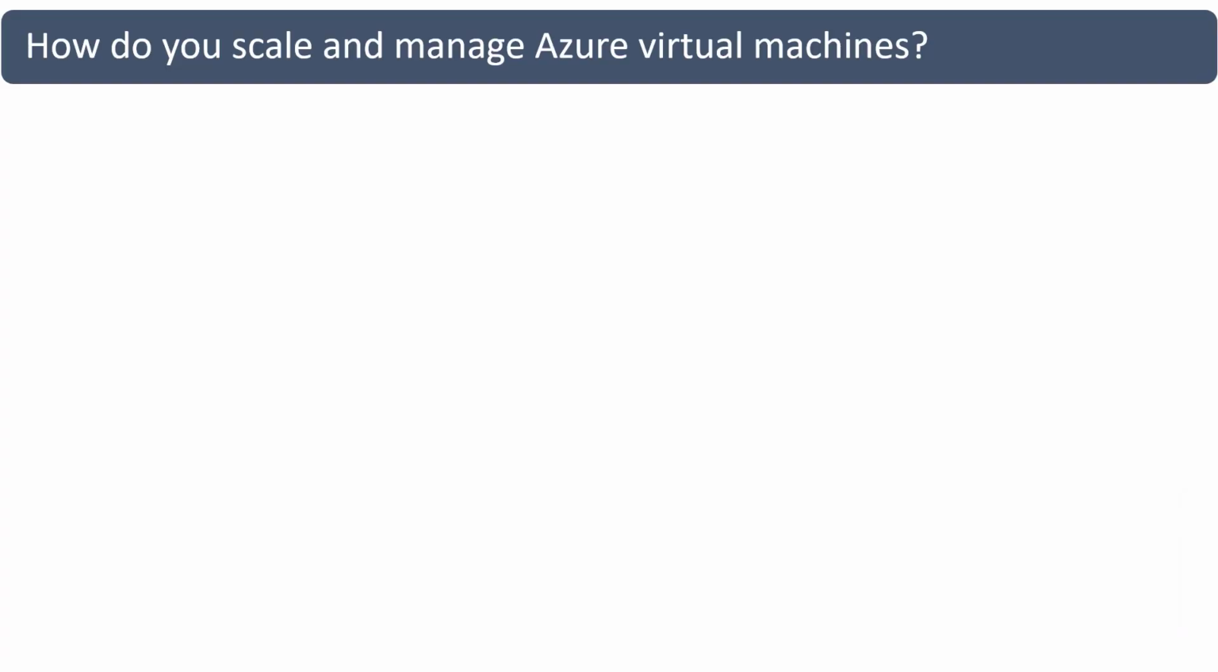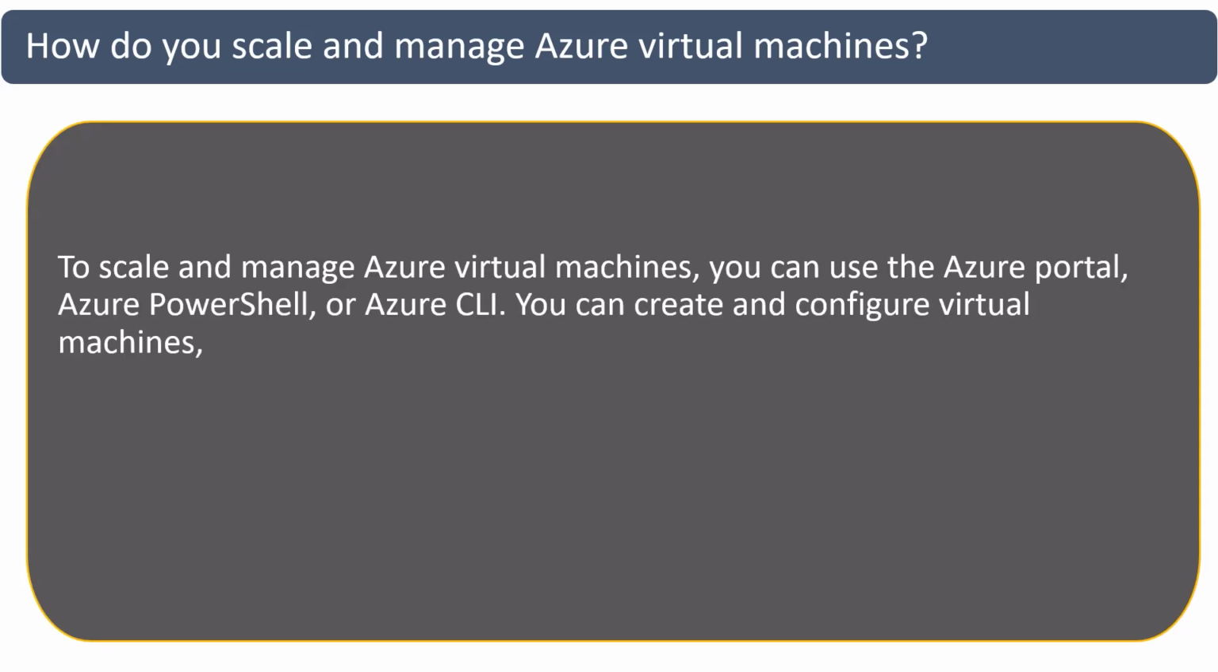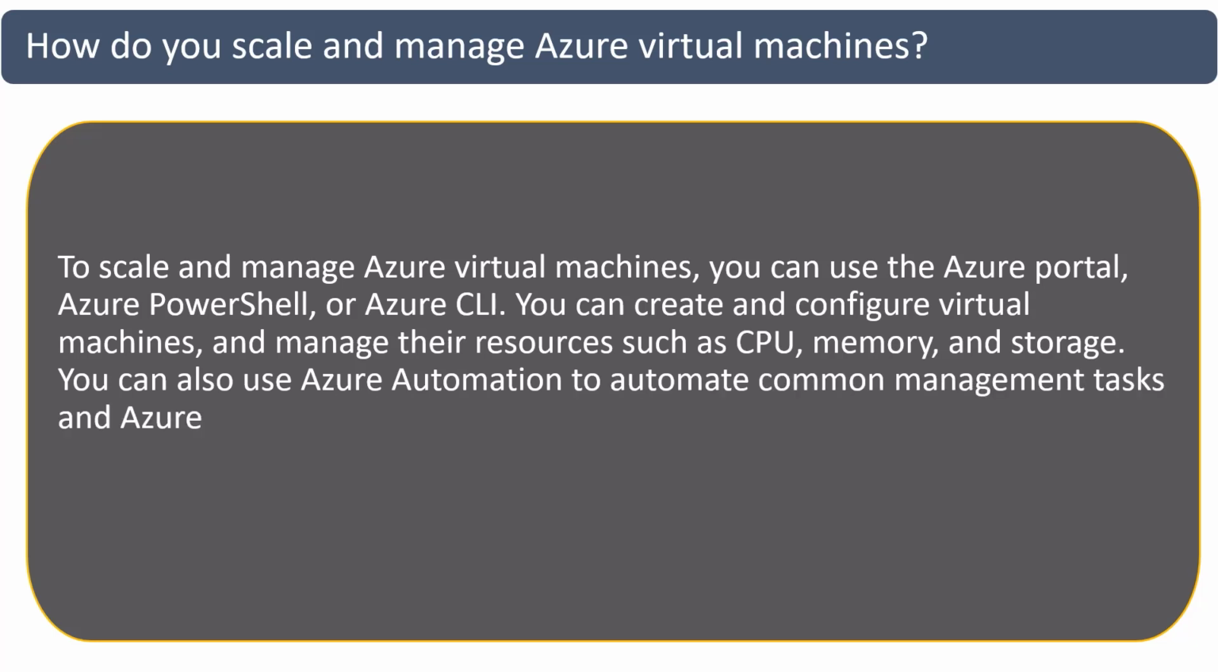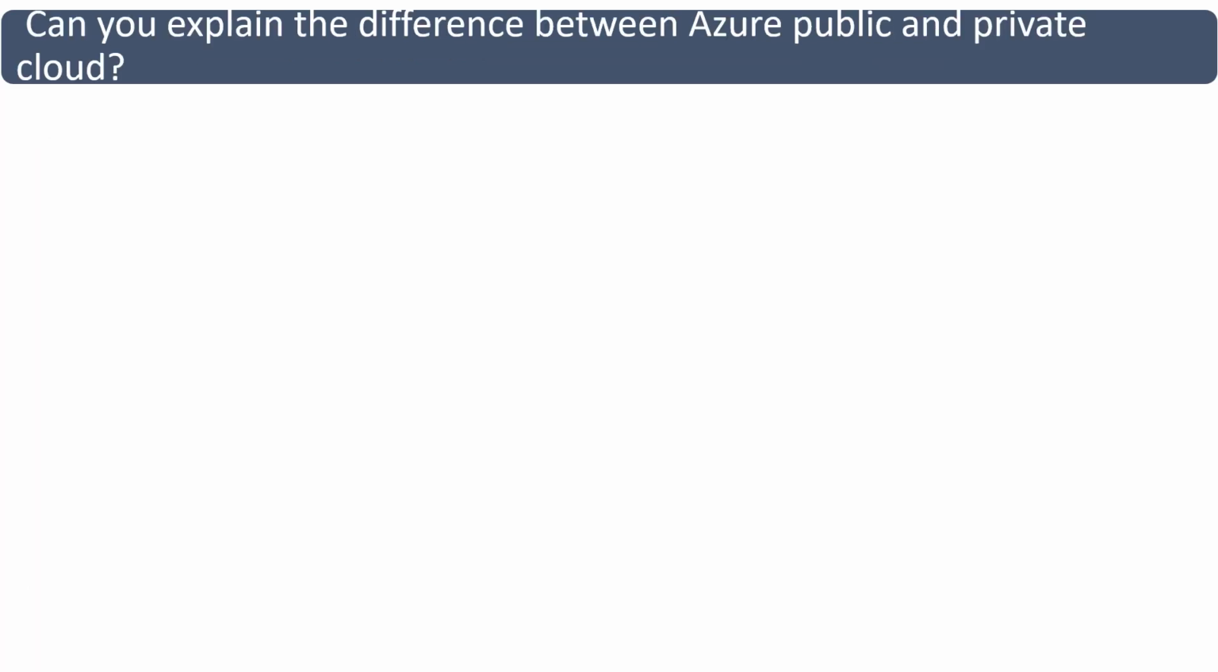How do you scale and manage Azure virtual machines? To scale and manage Azure virtual machines, you can use the Azure portal, Azure PowerShell, or Azure CLI. You can create and configure virtual machines, and manage their resources such as CPU, memory, and storage. You can also use Azure Automation to automate common management tasks and Azure Monitor to monitor the performance and health of virtual machines. Additionally, you can use Azure Scale Sets to automatically scale the number of virtual machines based on demand.